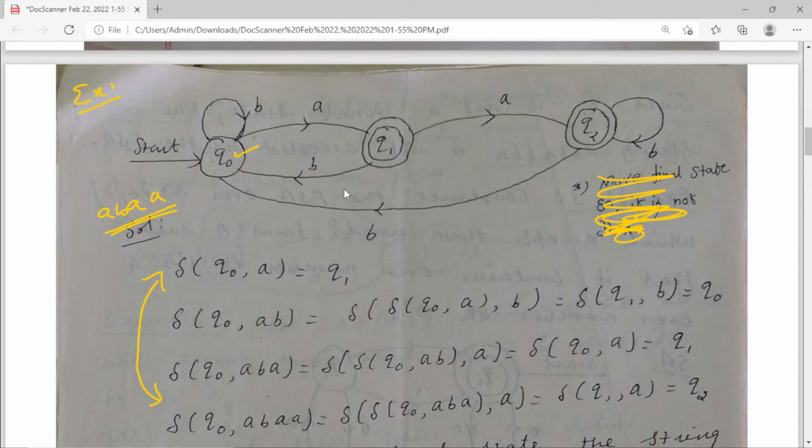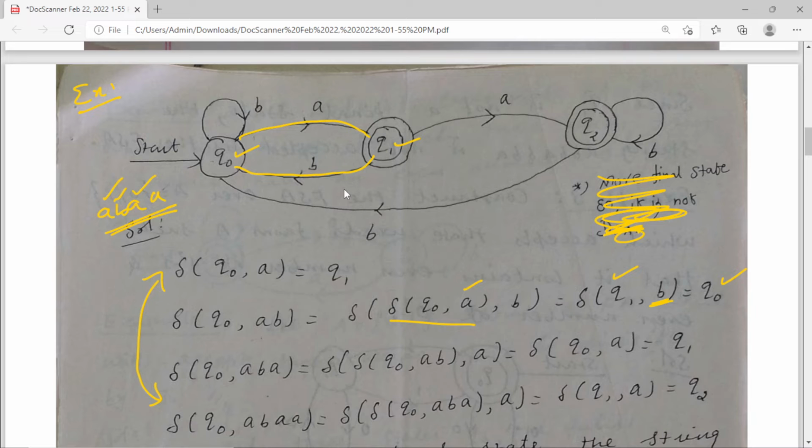Initially we are at the initial state Q naught. After reading A, what happens? After reading A, we go to Q1. Now after reading the next input symbol B, what happens? Again we come back to the initial state Q naught.